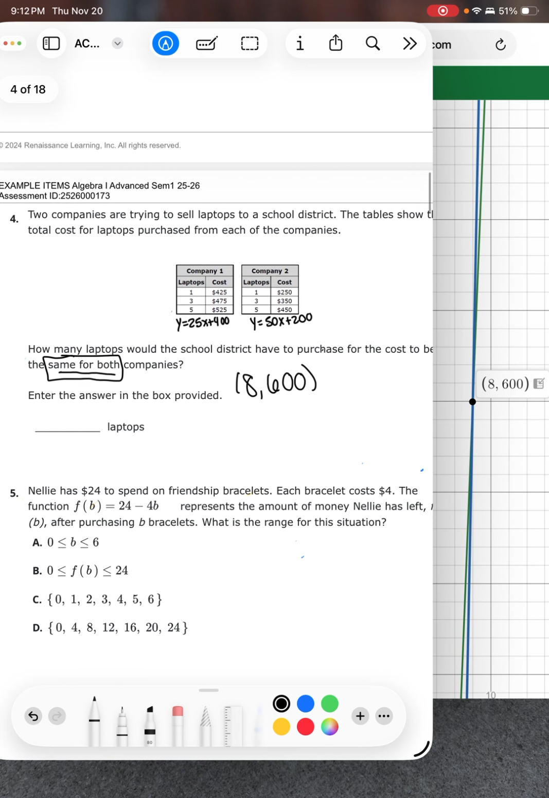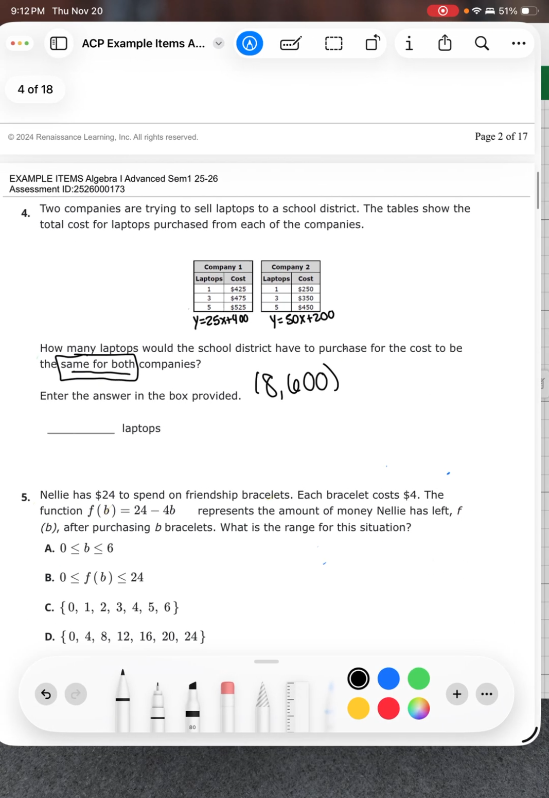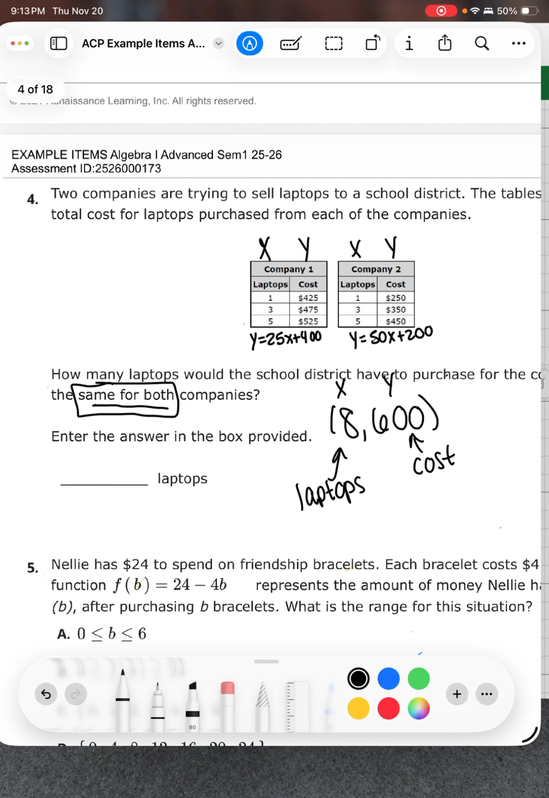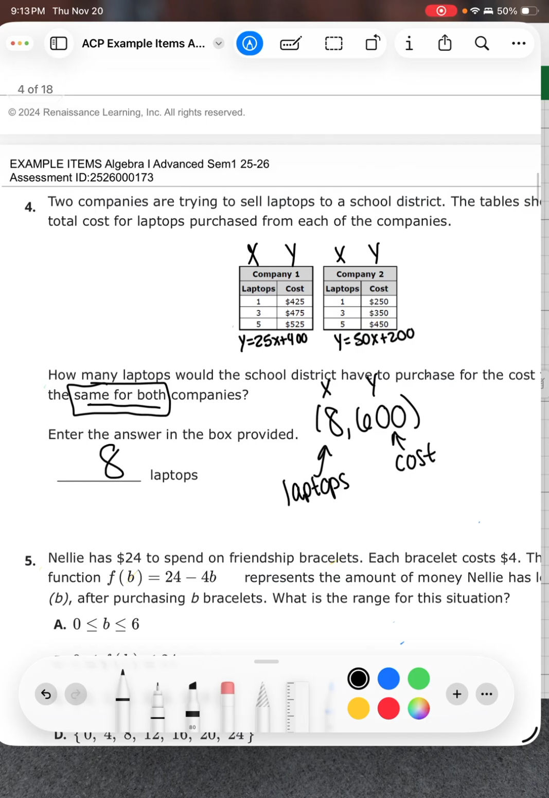So when I'm trying to figure out about the laptops, how many laptops for when the cost will be the same, I'm going to go back to my table. Well, I know laptops stands for my x variable and the cost stands for my y. And so if I look at my point of intersection, I know this stands for x, this stands for y, which means this value stands for my laptops and my y value stands for the cost. So my answer here would be 8 laptops.